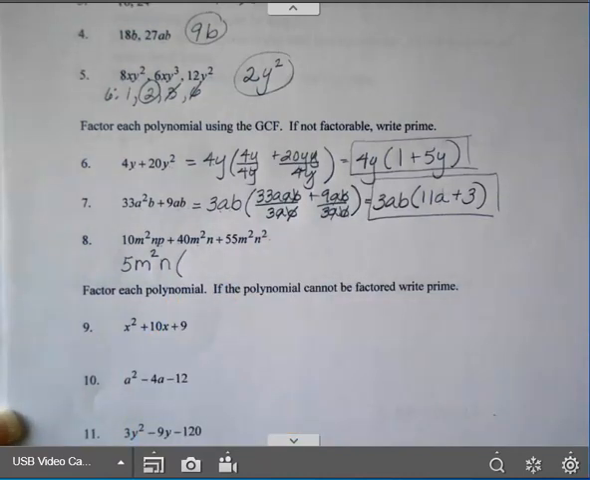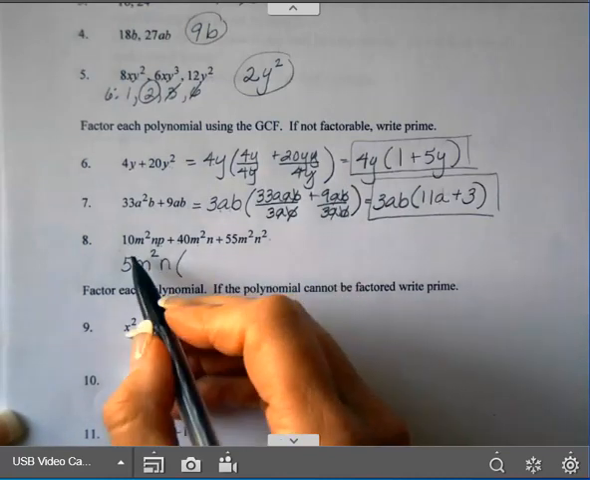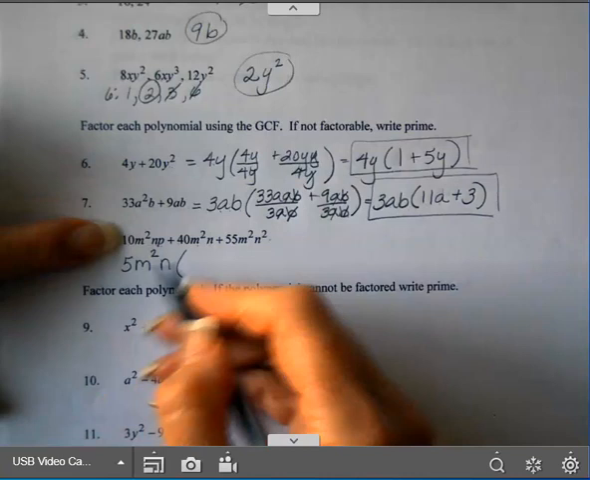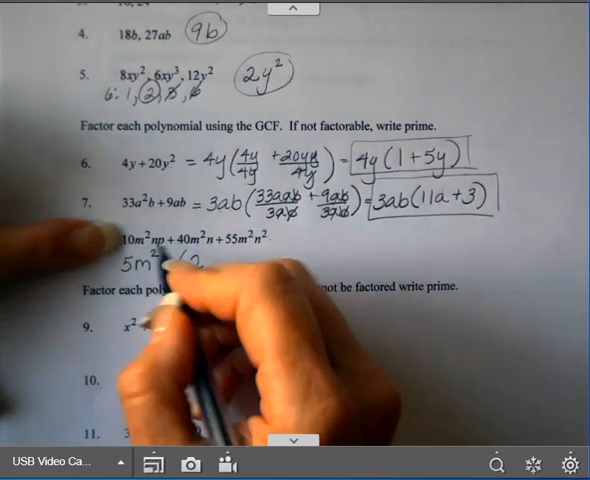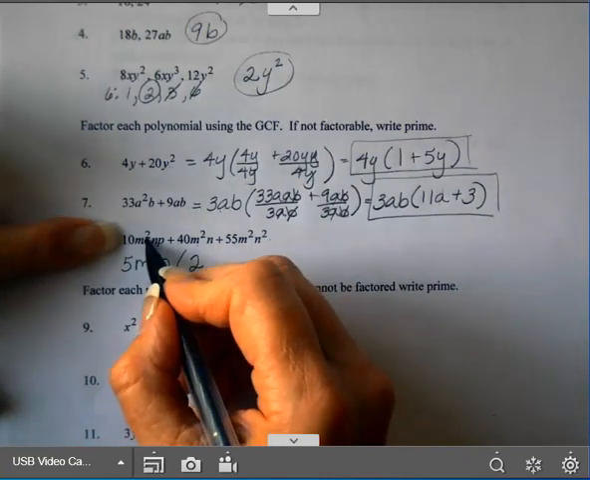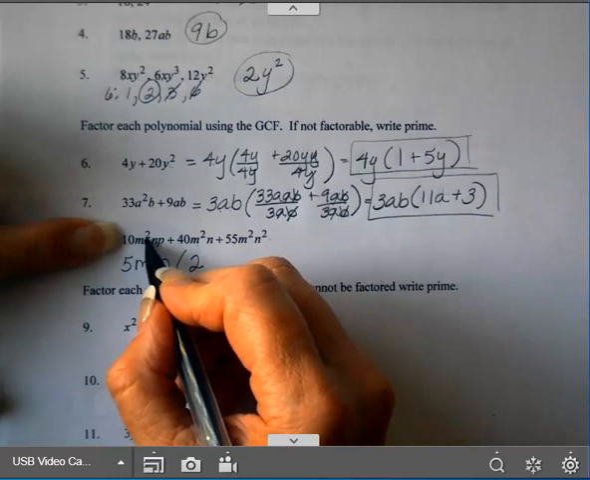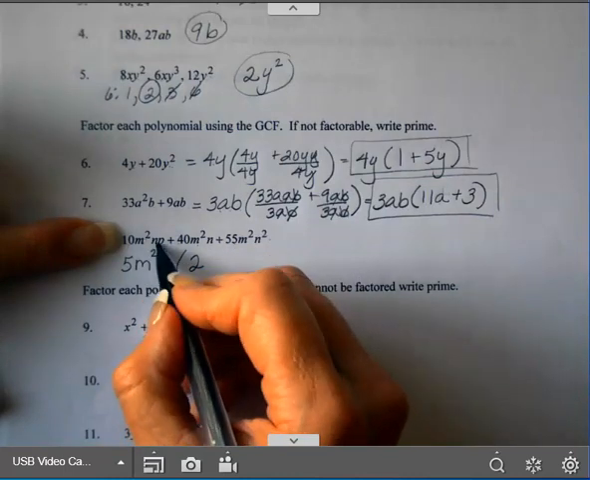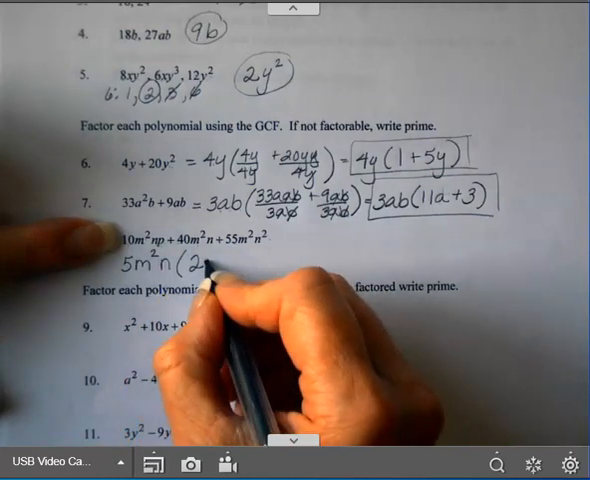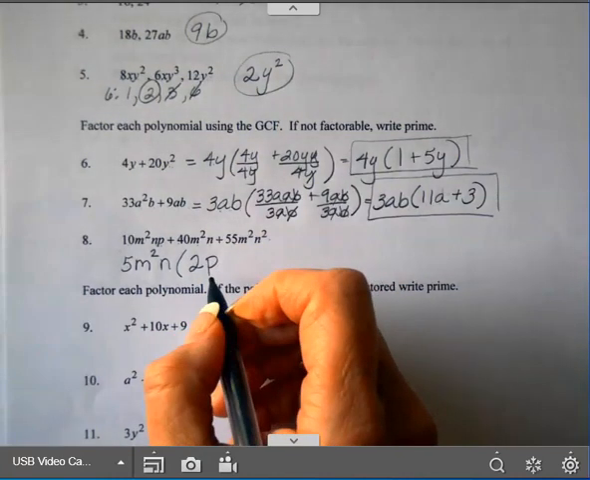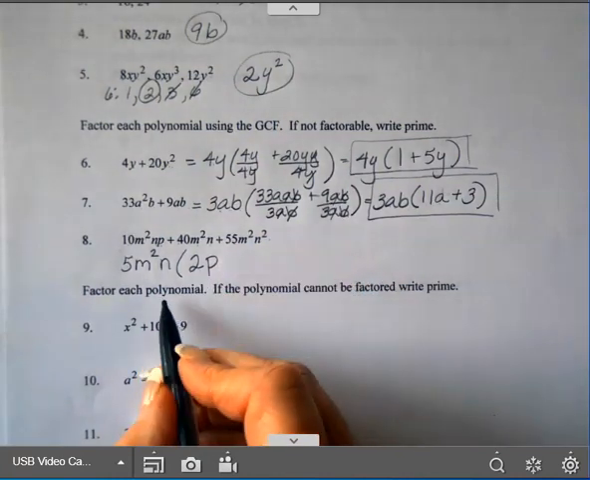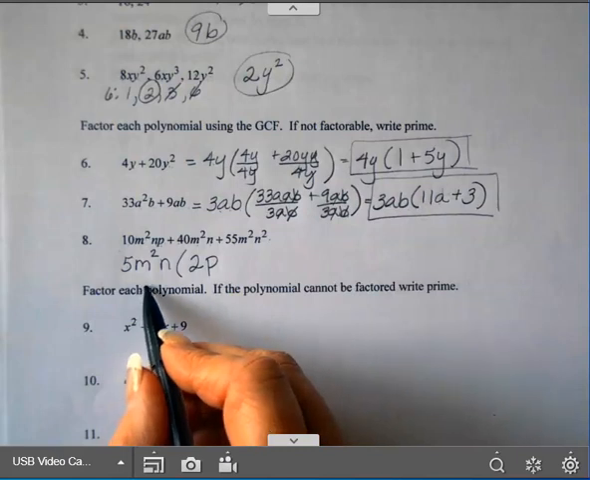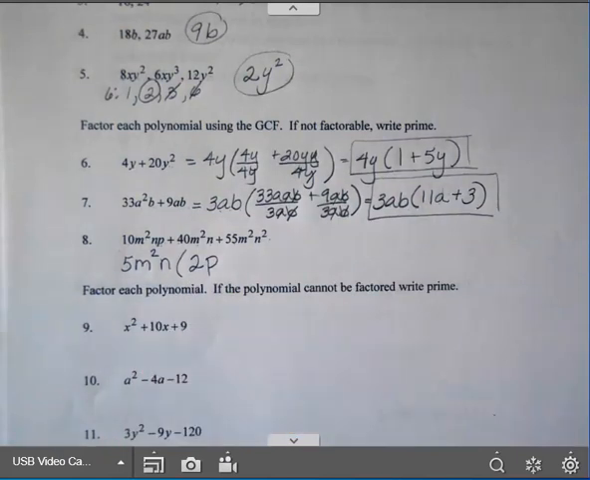I think I'll try and do this one without having to write everything down, but if you want to do that middle step, you can. Okay, so I'm going to divide the 10 by the 5, and I'll get a 2. I'm taking out the m squared, so I'm dividing by m squared, so that cancels. I took out the n, and then I also have a p in there now. So that's my first term. If I multiplied this out, I would get 10m²np, which is my first term.